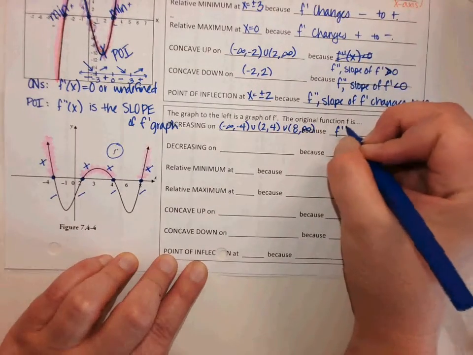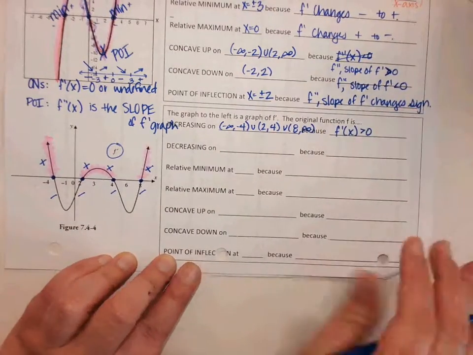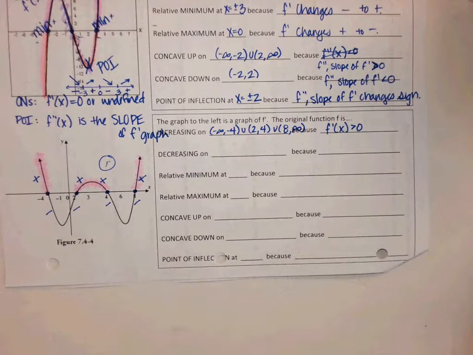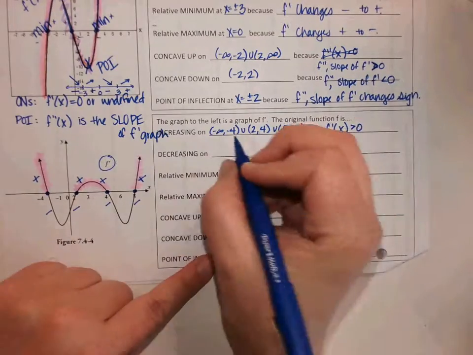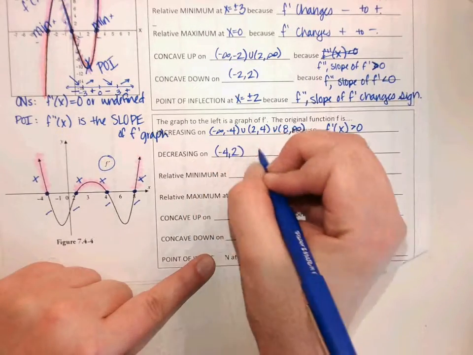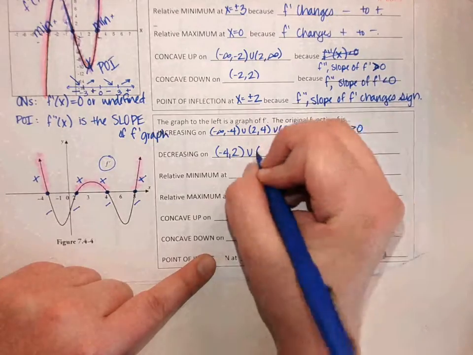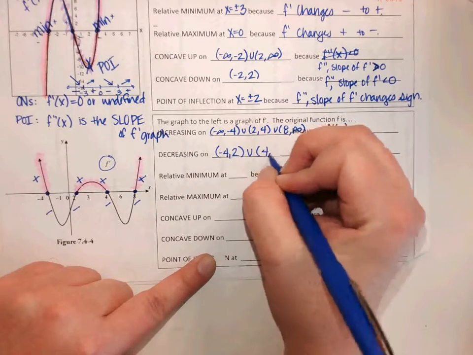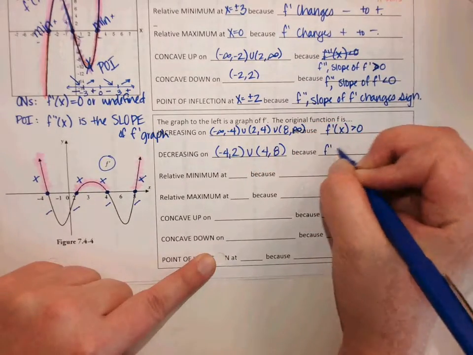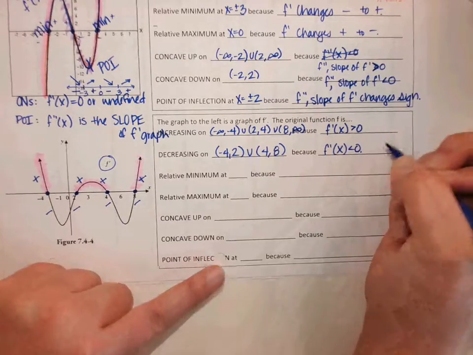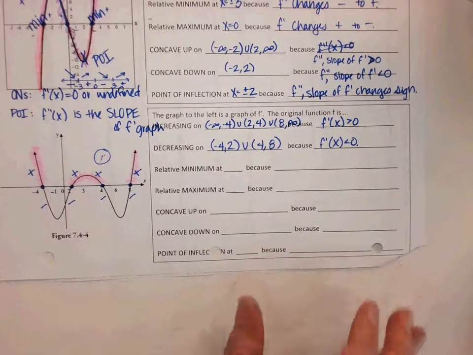Because f prime is greater than 0. And in your mind, you know that that means above. Now, if it's increasing on those intervals, it's decreasing on the ones we didn't shade, right? So what would those two intervals be? Negative 4 to 2 and 4 to 8. Because f prime is less than 0, or below the x-axis.